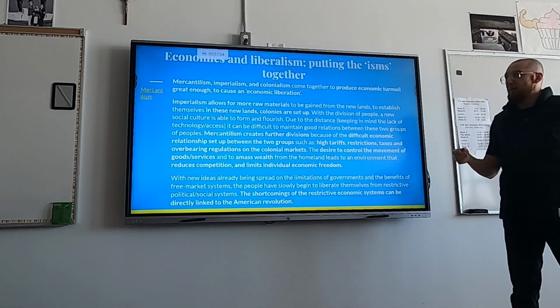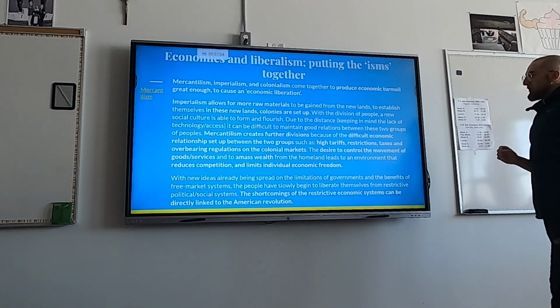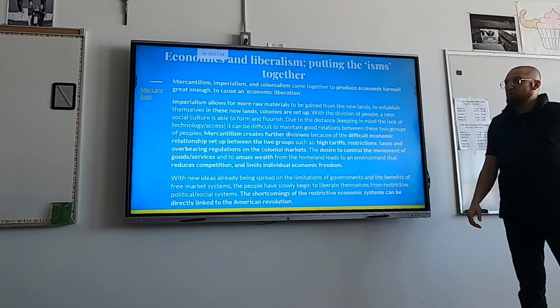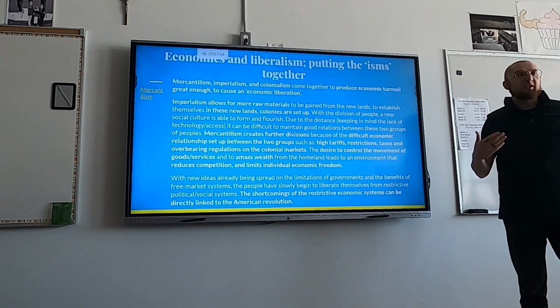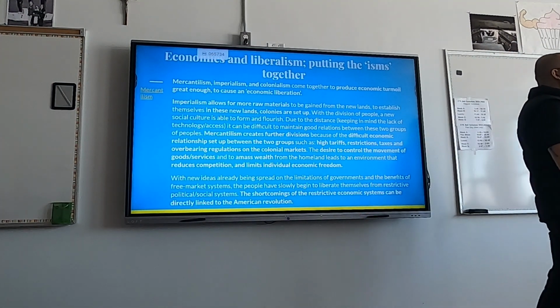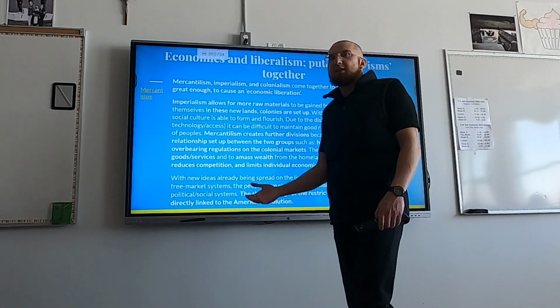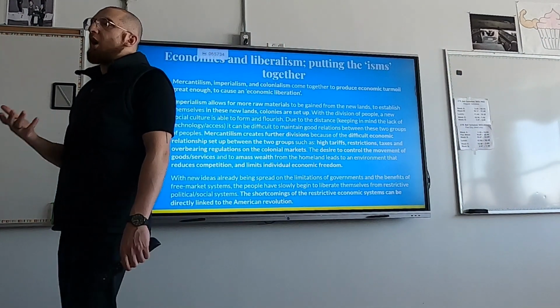This is just a wrap-up slide putting the isms together. So mercantilism, imperialism, and colonialism come together to produce economic turmoil great enough to cause an economic liberation. Basically what that means is that the people are upset at the way their life is going, and there is an uprising socially and economically.